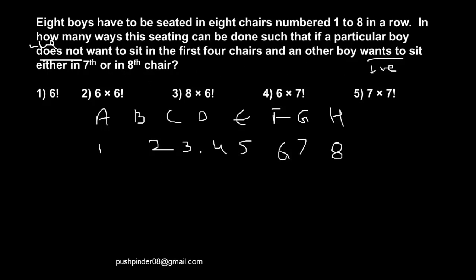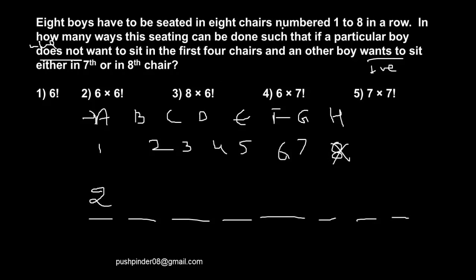Now one boy, let's call that guy A. He wants to sit on either 7th or 8th chair, and there is another boy who does not want to sit on the first 4 chairs. That means the cases are not colliding here, right? So let me make 8 slots. 1, 2, 3, 4, 5, 6, 7, 8, right? So this boy A wants to sit on either 7th or 8th chair. So he has 2 ways in which he can sit. Let's suppose he sits on the 8th chair.